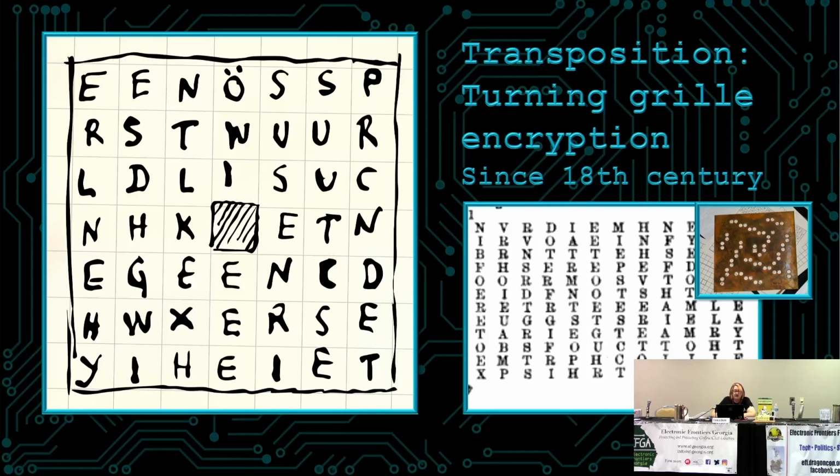Okay, we'll also be talking about, aside from substitution, transposition. Now, this is a form of transposition called a turning grill, and there are many forms of transposition. The main difference between substitution and transposition is that substitution substitutes each letter of the plain text into a different letter of ciphertext. Transposition keeps all of the letters, it just moves them around.